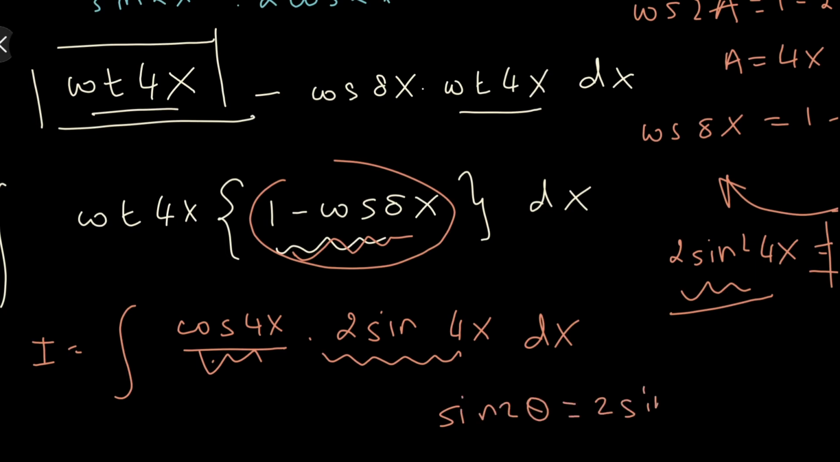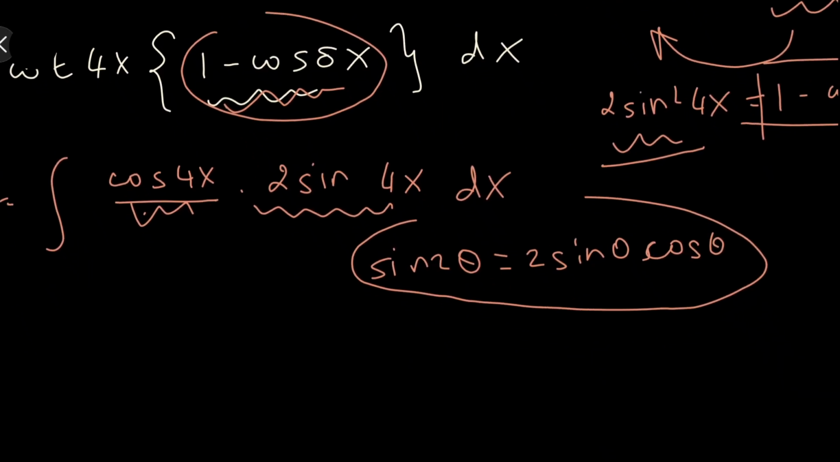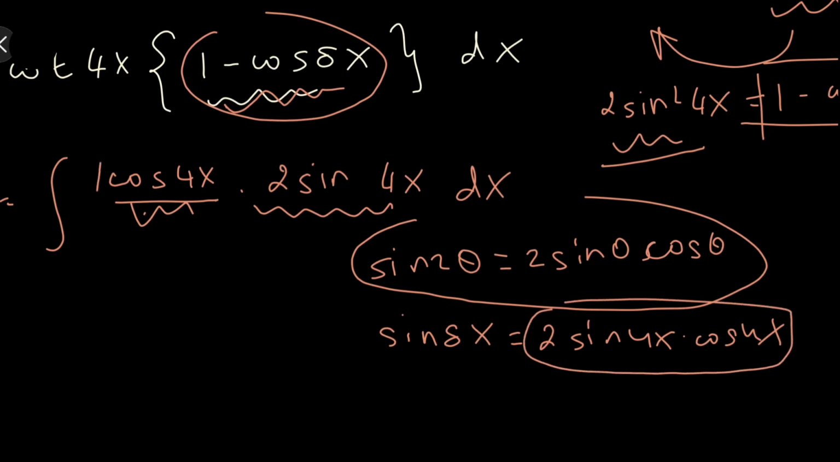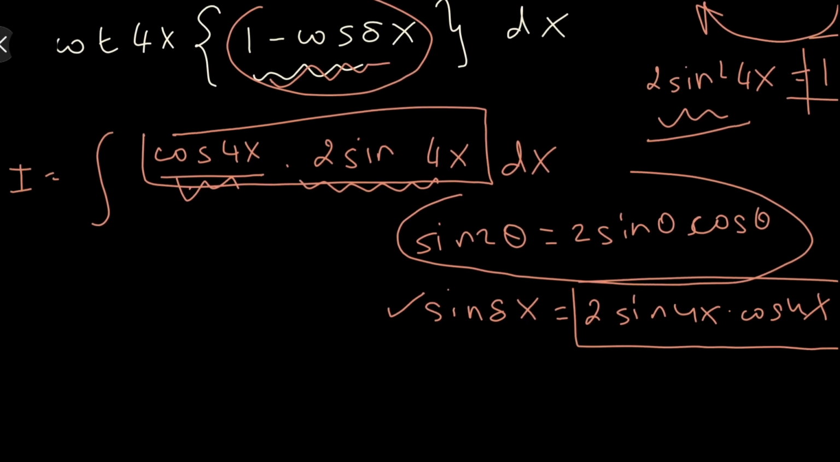This is the identity. So now in this particular identity, if I just replace theta with 4x, I will get sine of 8x equals 2 times sine 4x into cos 4x. So we can see this particular term is present over here, and it has a value that is sine 8x. So we can replace that value over here. So finally the value of I will turn out to be the integration of sine of 8x dx.